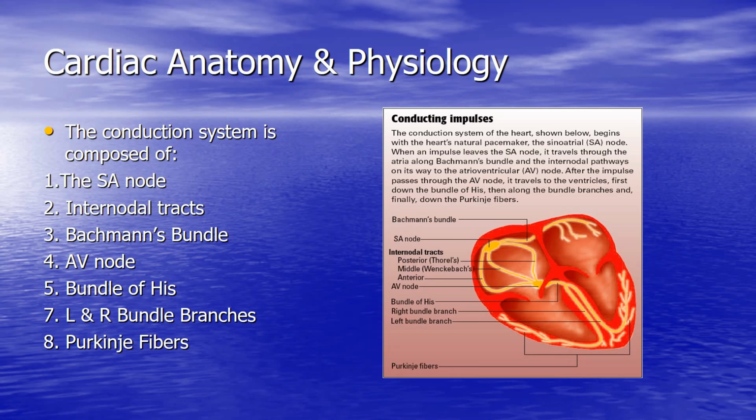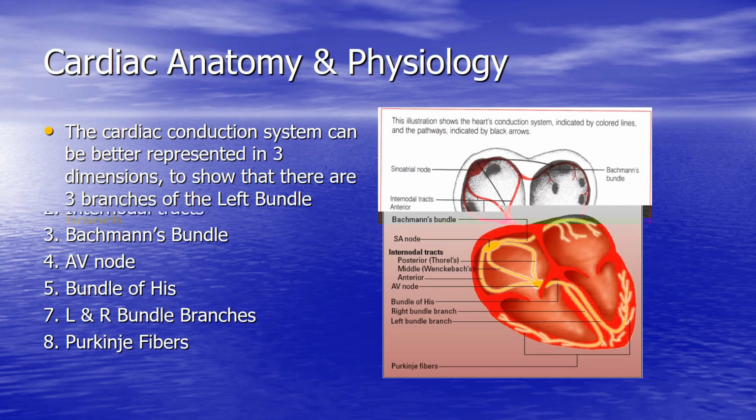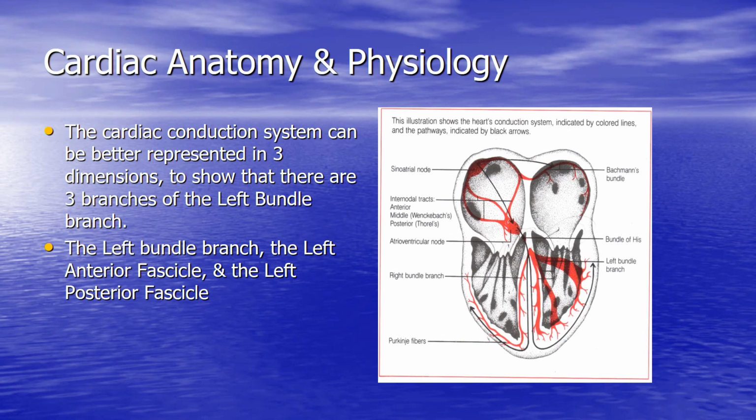For our purposes, the cardiac conduction system will be composed of the SA node, the AV node, the bundle of His, the left and right bundle branches, and the Purkinje fibers. This particular slide gives you a three-dimensional representation of the bundle branches, especially the left bundle branches. You needn't concern yourself with that because that's beyond the scope of this course.